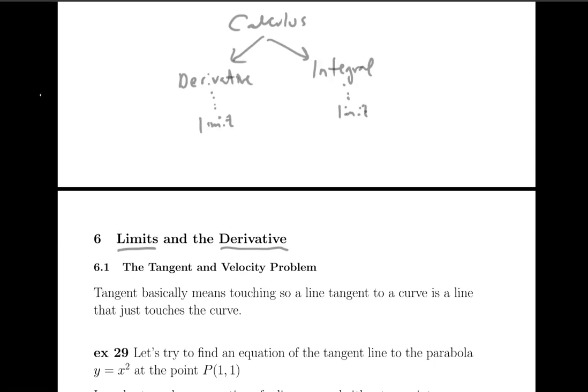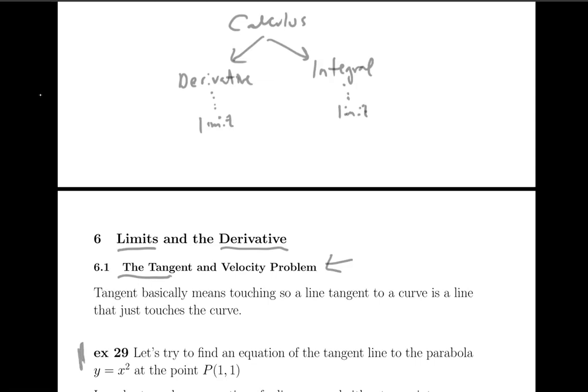Okay. So the derivative came about as trying to solve the tangent problem, or really it's the same thing, the velocity problem, I'll show you. So we'll look at the tangent one first. The idea is, first of all, what is a tangent line? Tangent means touching. So it's essentially a line that touches a curve just once. And the question is, how do we find an equation of that line? So that's really the problem, this example here.